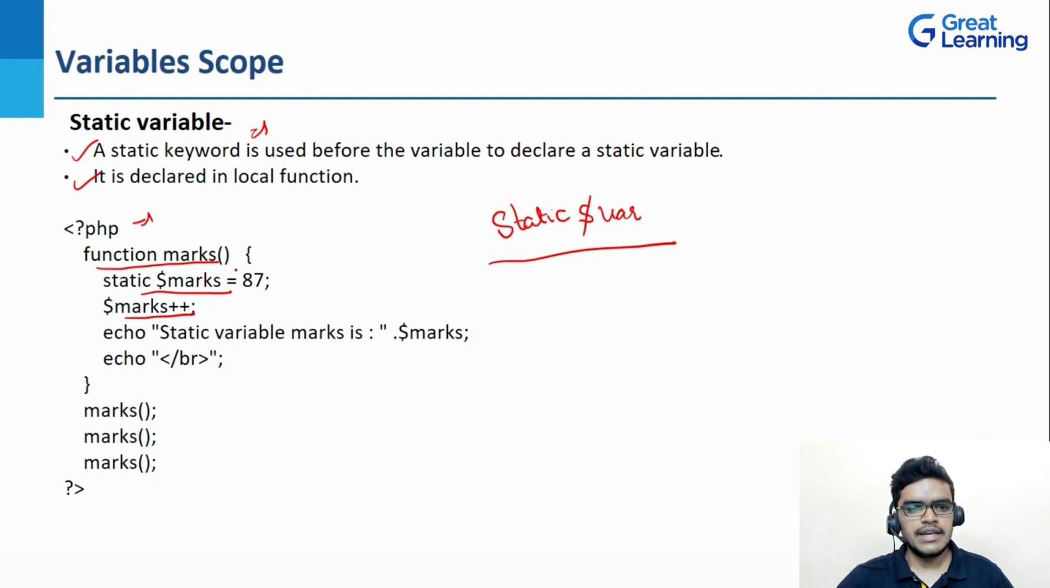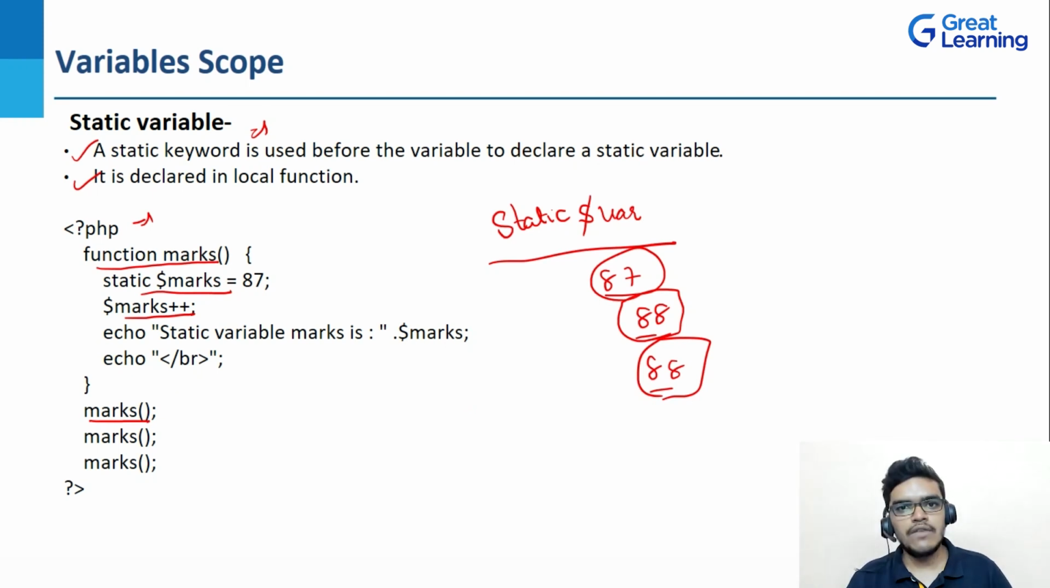Now you can see that if you want to call any function, then you have to write the function name for calling it. So here, if you're calling this function, you can see that the static value was 87, right? Now there will be an increment, and then I will get 88, right? As we know that echo is used to display the output on screen, so I will get the static variable marks is 88, right? Now this function will end. Always remember, a static variable will not lose its value when the function has ended.